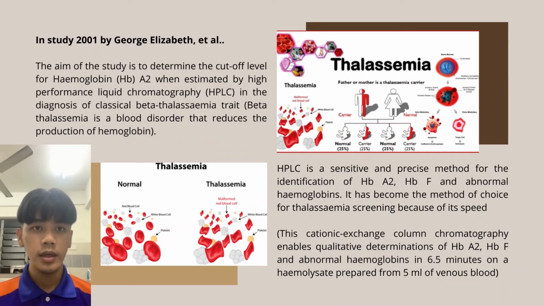They said that HPLC is a sensitive and precise method for the identification of HbA2, HbF, and abnormal hemoglobins. It has become the method of choice for thalassemia screening because of its speed. For example, cation exchange column chromatography enables qualitative determination of HbA2, HbF, and abnormal hemoglobin in 6.5 minutes on a hemolysate prepared from 5 ml of venous blood.